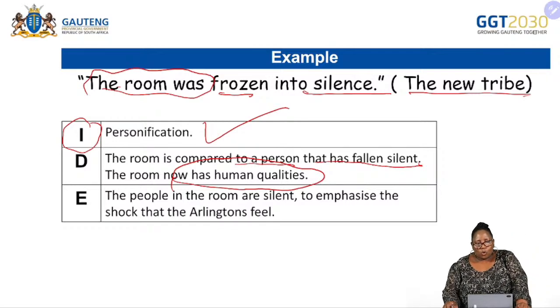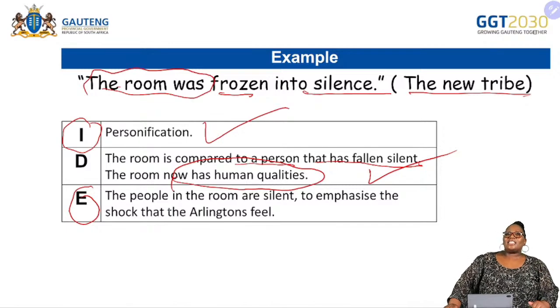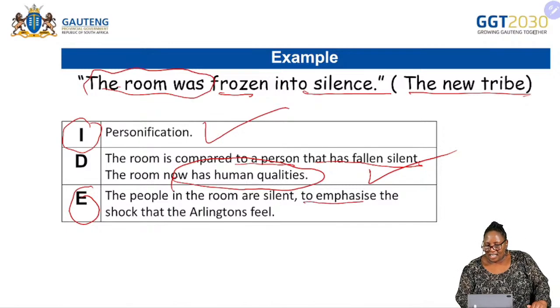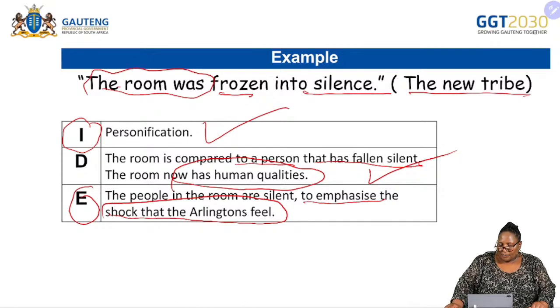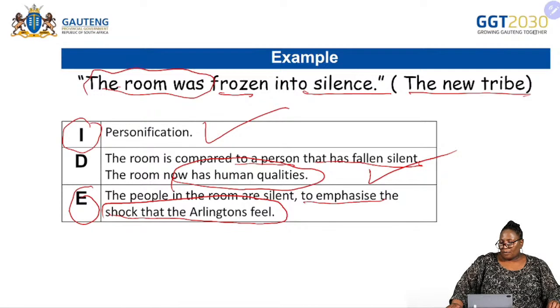The people in the room, the explanation thereof, the E part, we have the second mark there. Now for the third mark, the people in the room are silent to emphasize the shock that the Allingtons feel. They were shocked, and their shock made them silent. I'm sure you could hear a pin fall.